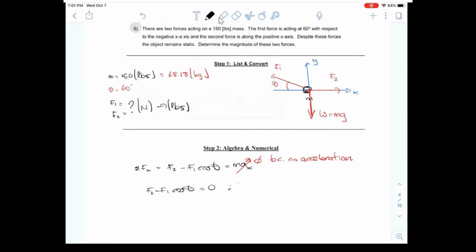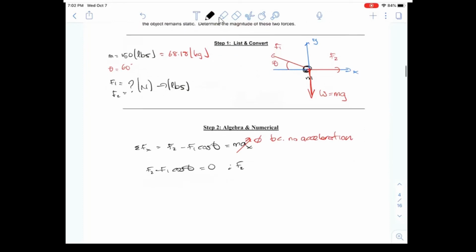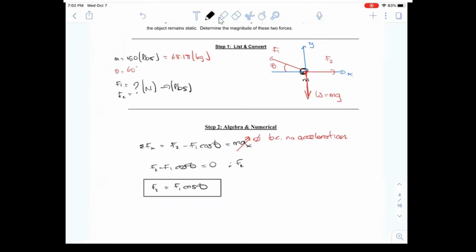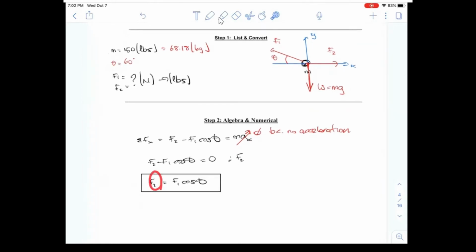All right, so let's just isolate F2. Which means that you have to add F1 to both sides. So F2 is going to be the same as F1 times the cosine of this angle. Okay, so this becomes one equation. I'm going to stop at this point. You still have two unknowns. We don't know these two. So we end up using this equation. So this is our first equation.